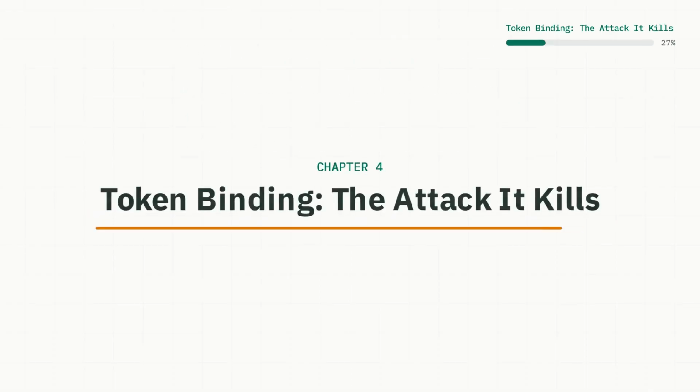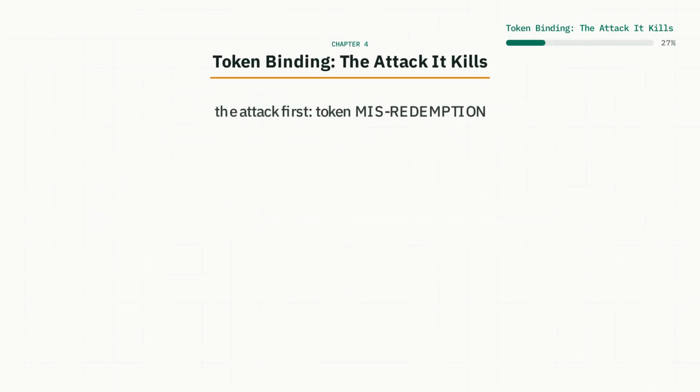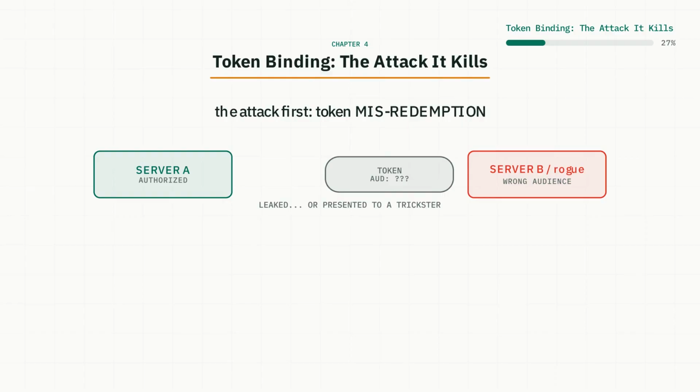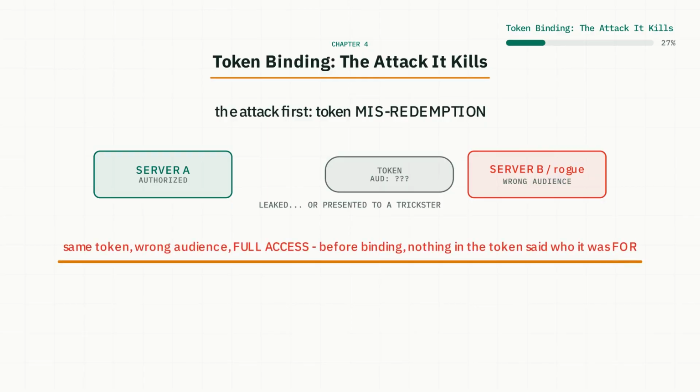Chapter 4, Token Binding, the Resource Indicators Standard and the Attack that Made it Mandatory. The attack first, it's called token misredemption. You authorize a client to use server A. Somewhere, a token leaks or a malicious server tricks the client into presenting it. That token now gets redeemed at server B, or worse, by a malicious server against the real one. Same token, wrong audience, full access.